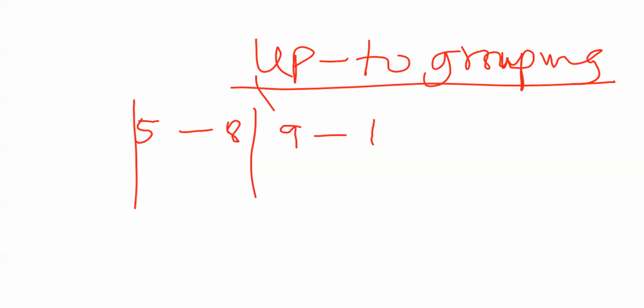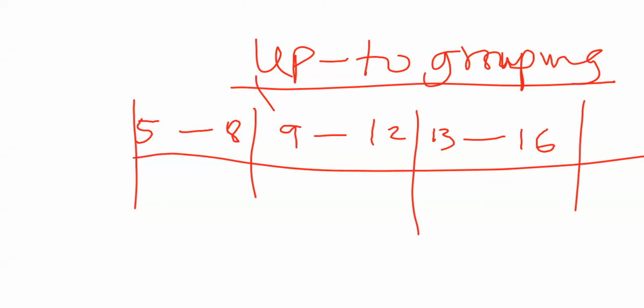They have 12. Another one will start from 13. So maybe 16. You can see this group. Each of them is independent. First group is 5 to 8. It does not extend to the next group, which is 9 to 12, 13 to 16, like that. So that is just how that group works.